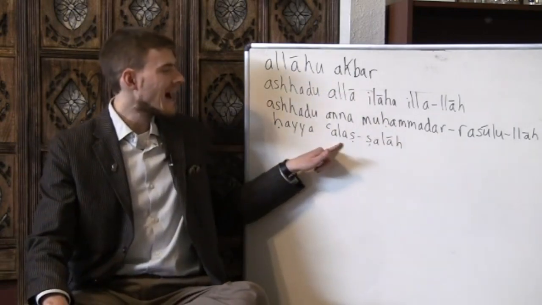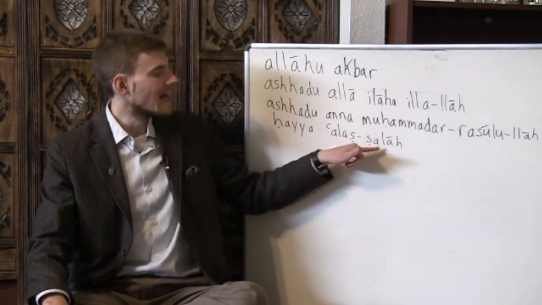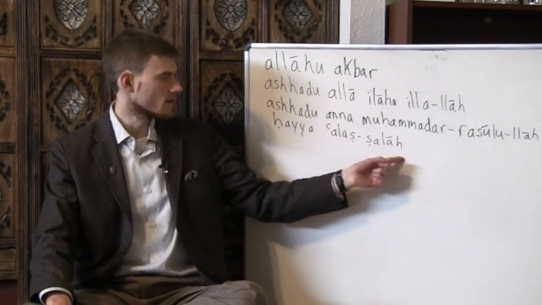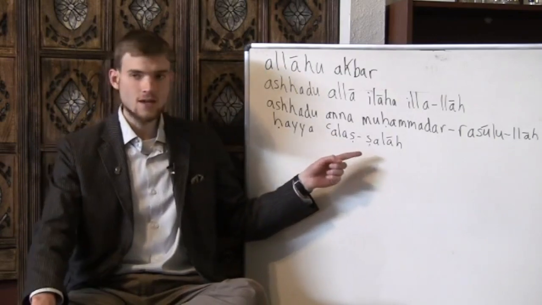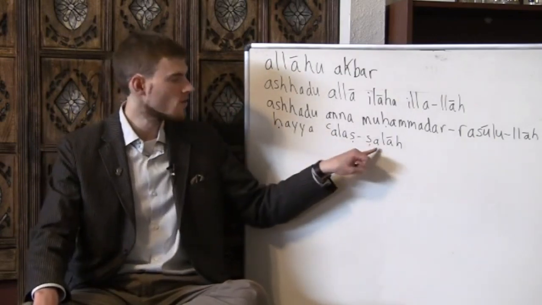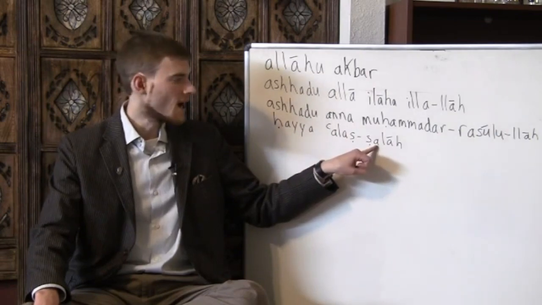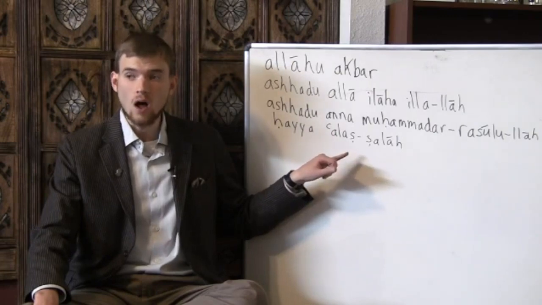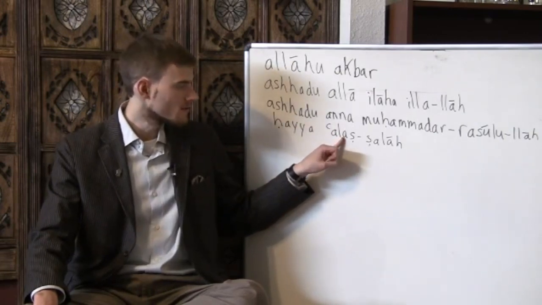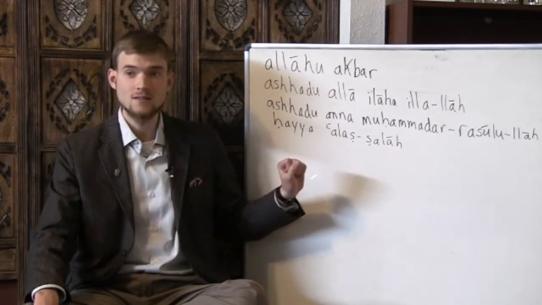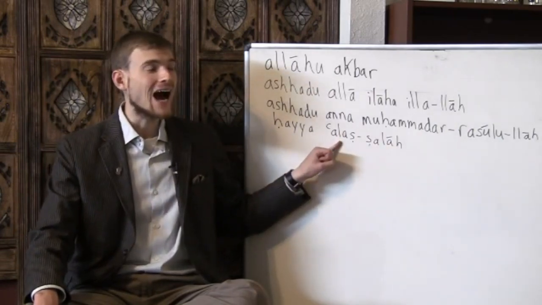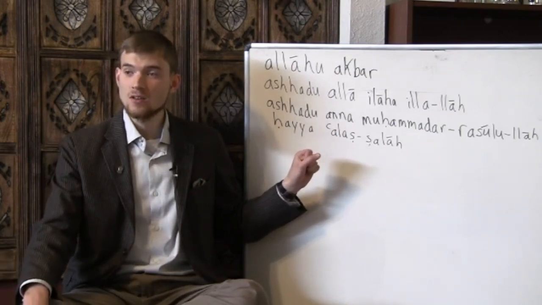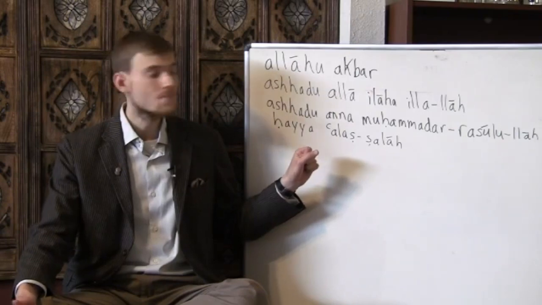So hayya ala salah. The sad here is heavy, but that's the only thing heavy in this whole phrase. The only vowel affected by that will be the a, the fatha after the sad here. So hayya ala salah. This one needs to be light, and this one should be light too. So, ala salah. Right.